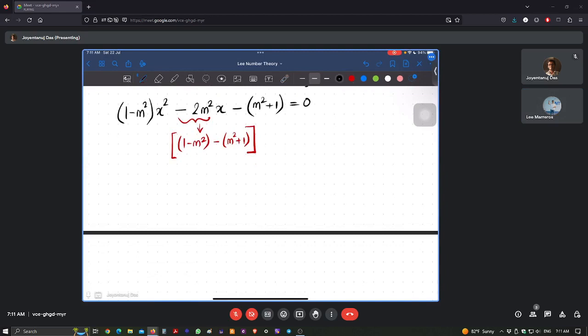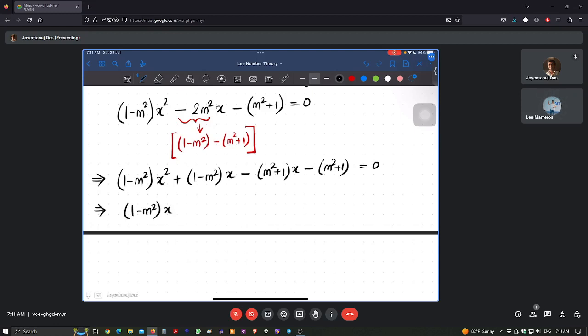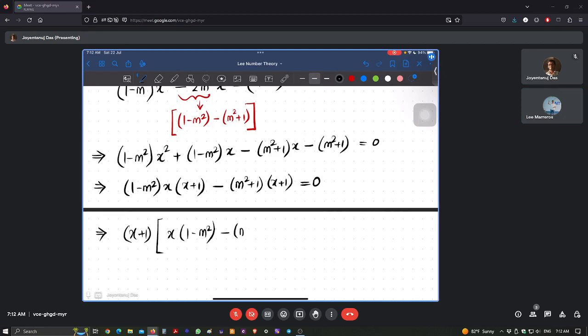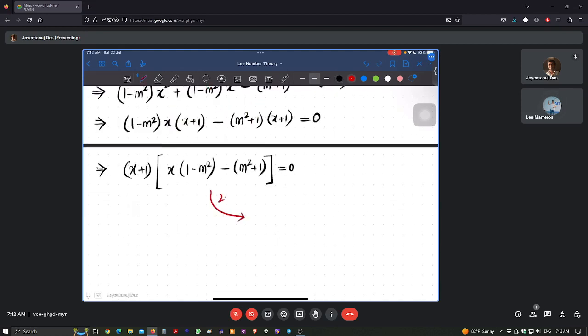So 1 minus m square x square plus 1 minus m square x minus m square plus 1 x minus m square plus 1. From the first term, I can take 1 minus m square x common and get x plus 1. From the second term, I can take minus m square plus 1 common and then x plus 1. That looks more clear. So now if I take x plus 1 whole thing, then I have x into 1 minus m square minus m square plus 1. This part gives me the second root.